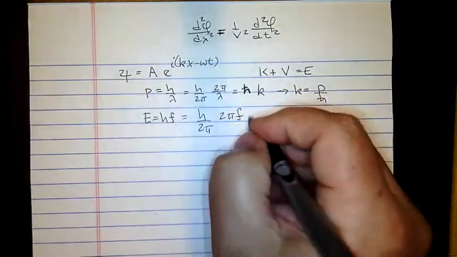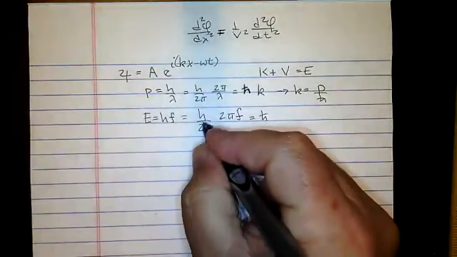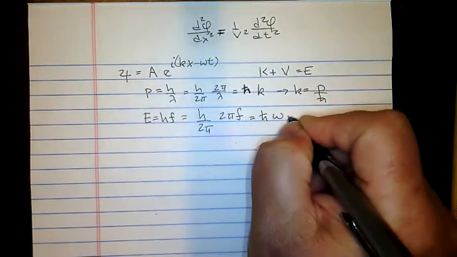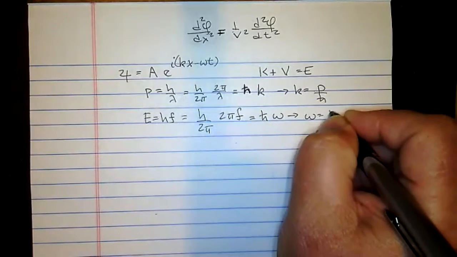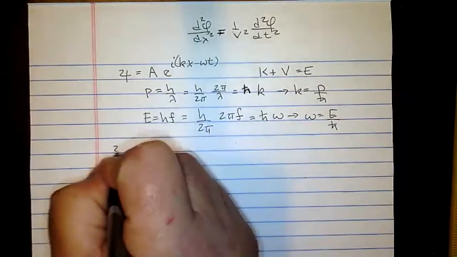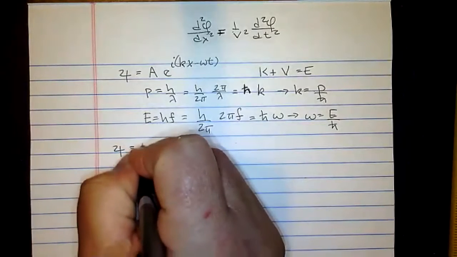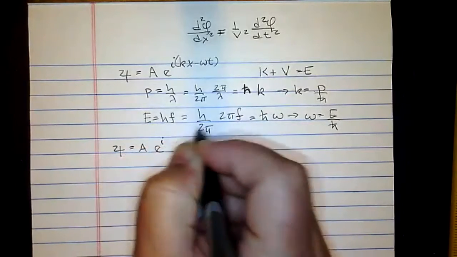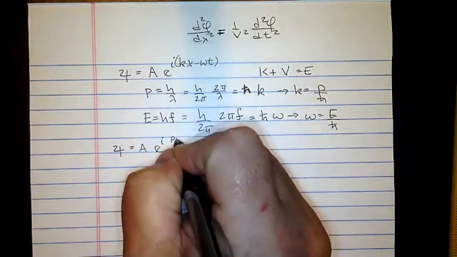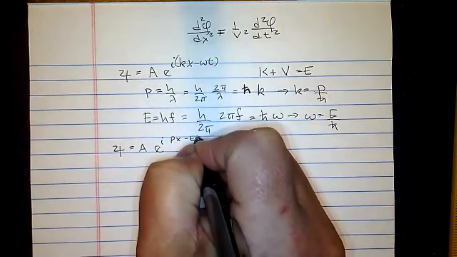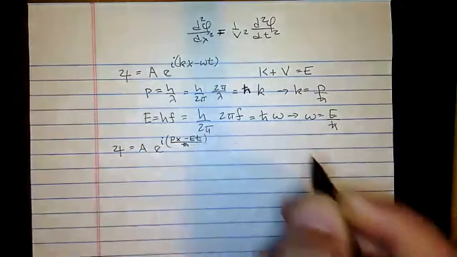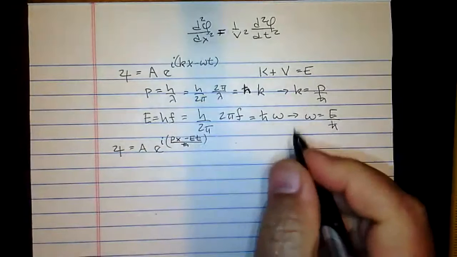Well, in that case, again, we get h bar, which is defined again by h over 2 pi, and omega is 2 pi f, so that's h bar omega, and that tells me omega is actually equal to E over h bar. With that in mind, I could then change my wave function to A e to the i, and now instead of kx minus omega t, I'm going to say px minus Et, all that over h bar, like so.